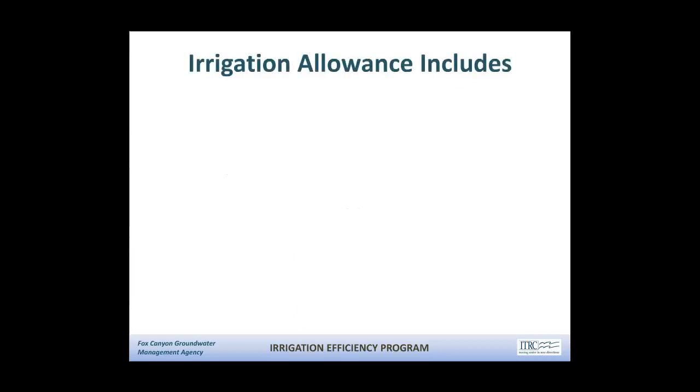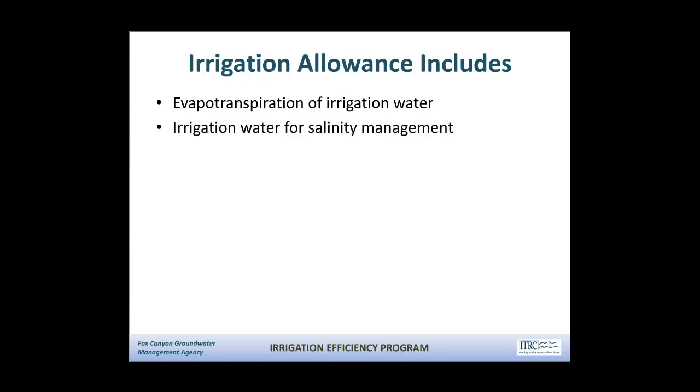The new irrigation allowance incorporates several different components, including the evapotranspiration of irrigation water for the crop in question. The calculation also includes the irrigation required for salinity management. This means any water that has to be applied in order to keep the salinity levels in the root zone at a reasonable level to grow the crops.